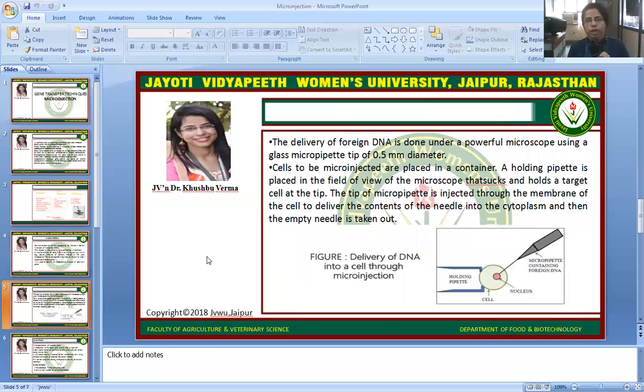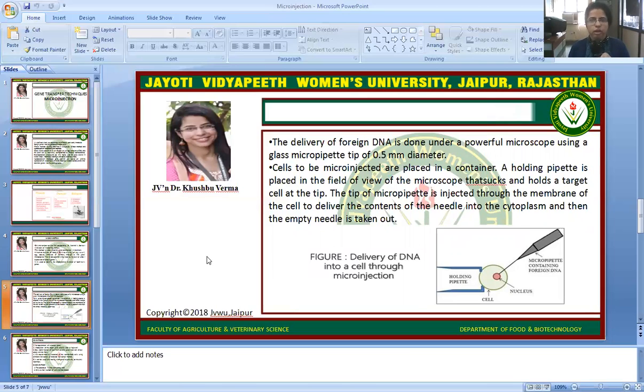The delivery of foreign DNA is done under a powerful microscope using a glass micropipette tip of 0.5 millimeter in diameter. Cells to be microinjected are placed in a container. A holding pipette is placed in the field of view of the microscope that sucks and holds a target cell at the tip. The tip of the micropipette is injected through the membrane of the cell to deliver the content of the needle into the cytoplasm, and then the empty needle is taken out.